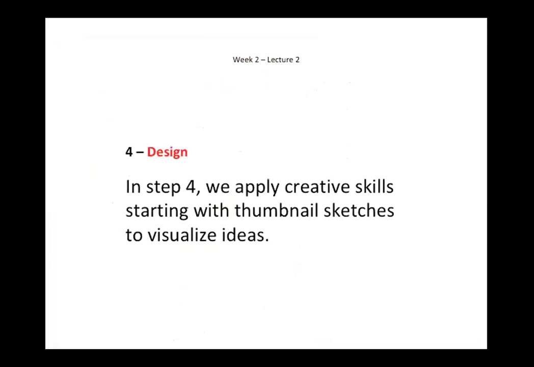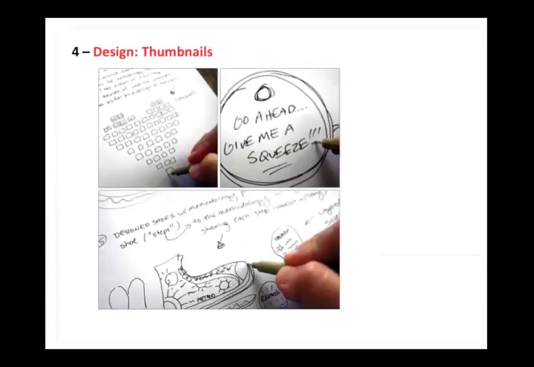All right, so after brainstorming, you go right into the 4th stage, design. So in step 4, we apply creative skills, starting with thumbnail sketches to visualize ideas. So thumbnails, take pencil, pen, paper, start kind of, here I am sketching out some ideas for artifacts or things that can be done.